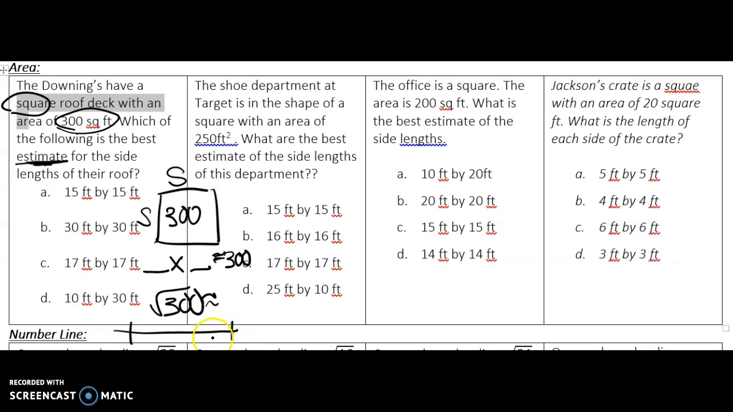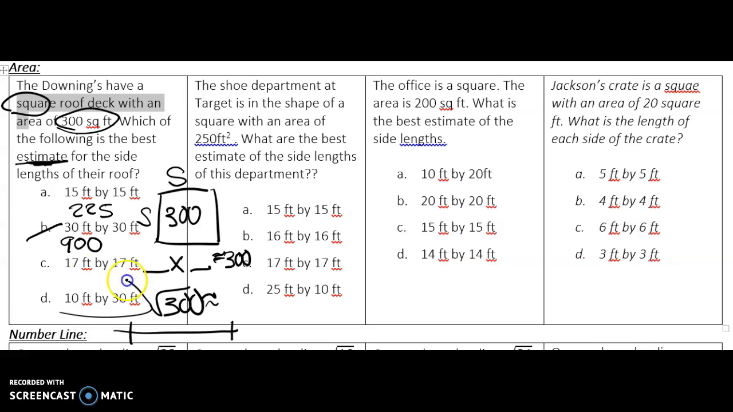So I can think about it that way, or I can just start to think, okay, 15 times 15 is 225. 30 times 30 is 900. That is way too big. 17 by 17. Let's see if that one's going to be anywhere close.